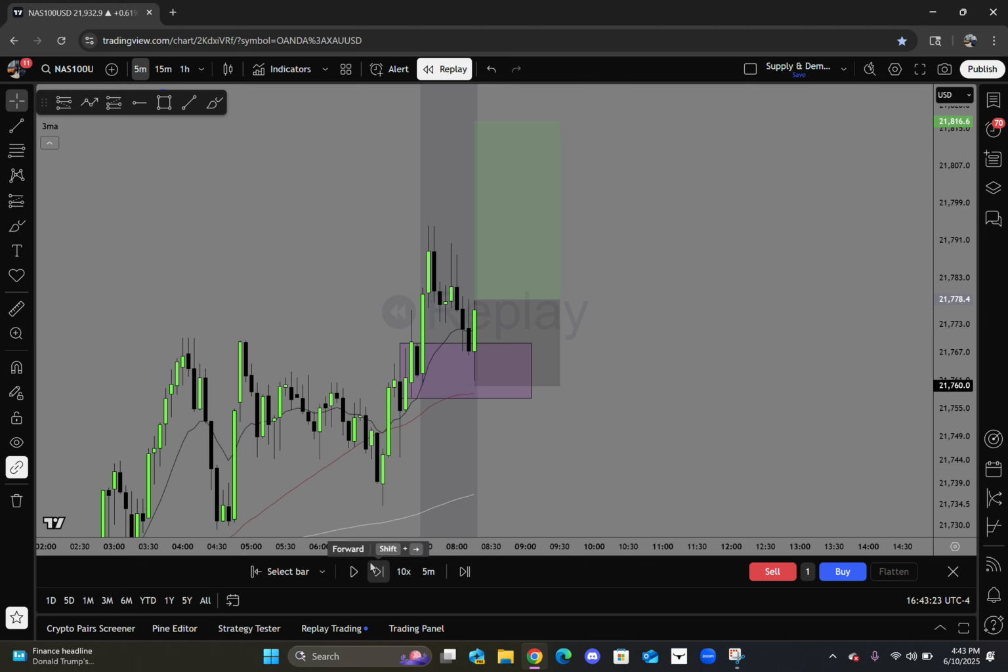From there, I got in, and price basically was just consolidating in that whole zone. Didn't want to go nowhere. Eventually it went a little bit into profit, then went back into drawdown, hit my zone again, rejected off the zone, went back into profit, and it's just consolidating like crazy.